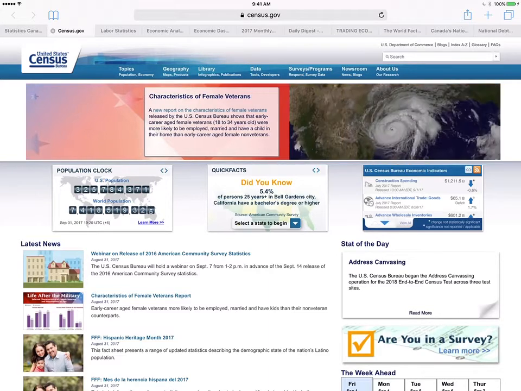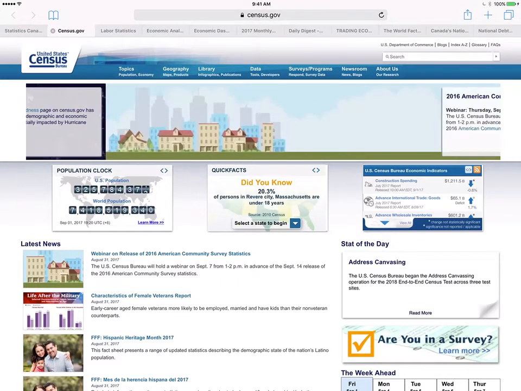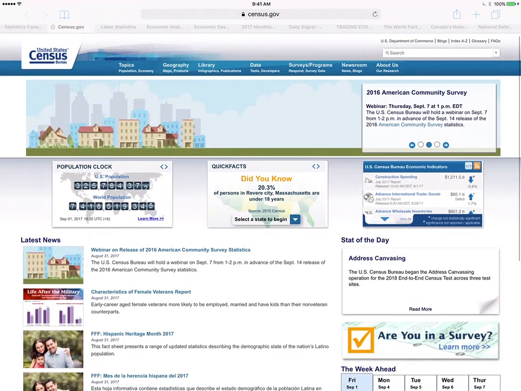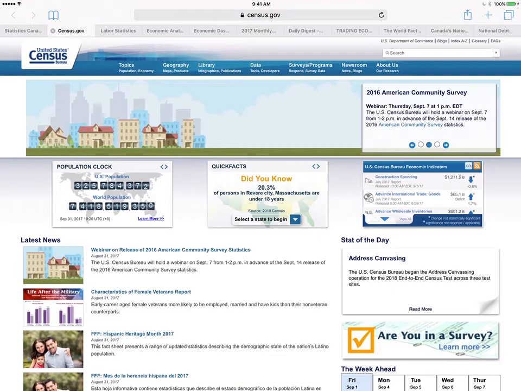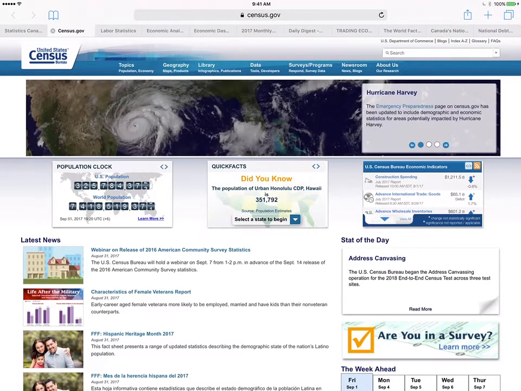So here we have the census, the US Census Bureau at census.gov, and you'll notice at the top of the page you can see the US population. So you see that comparing US and Canada, Canada has about 10% of the US population in comparison.